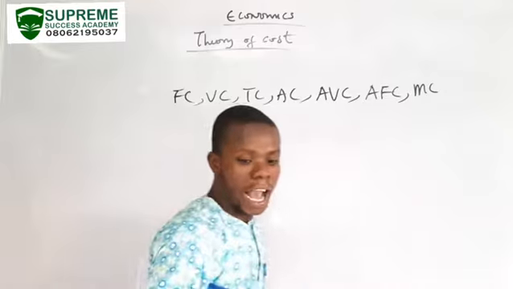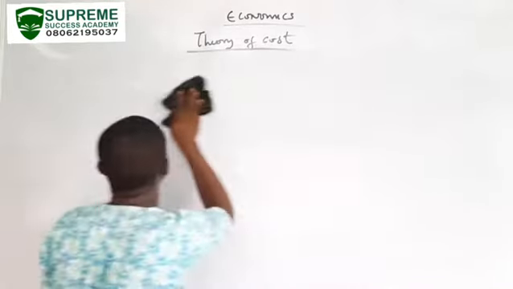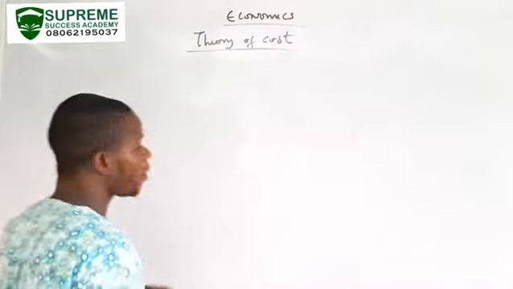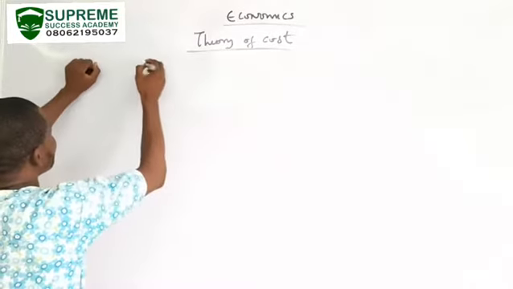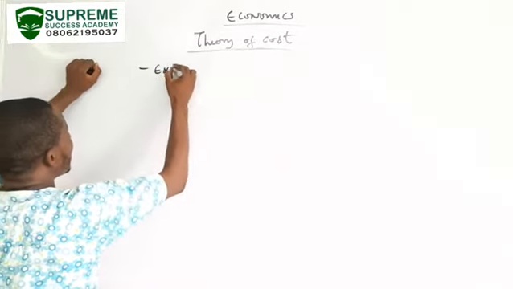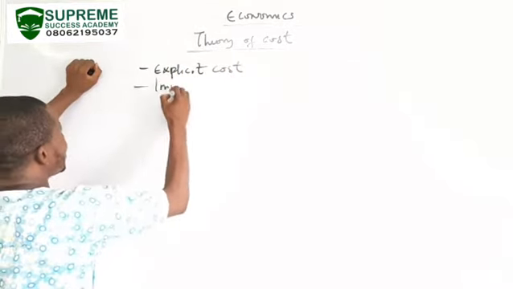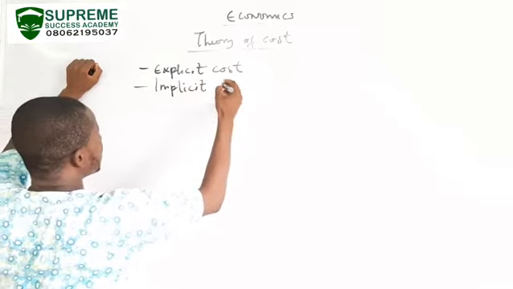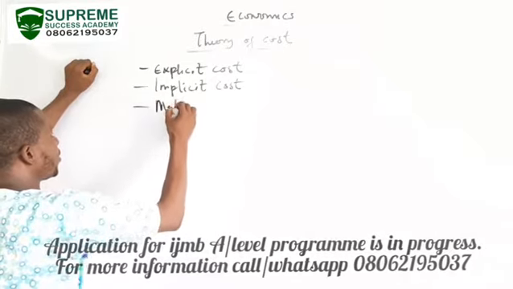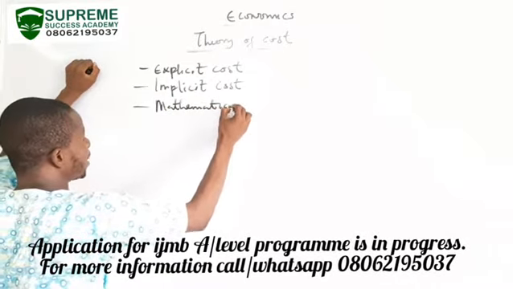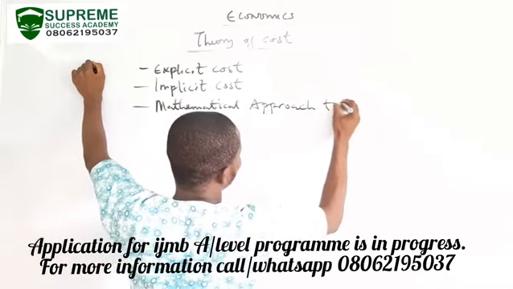So today, I'm only going to discuss some other aspects of cost. The first one I'm going to discuss today is explicit cost. I'm going to discuss implicit cost. I'm going to discuss the mathematical approach to cost.